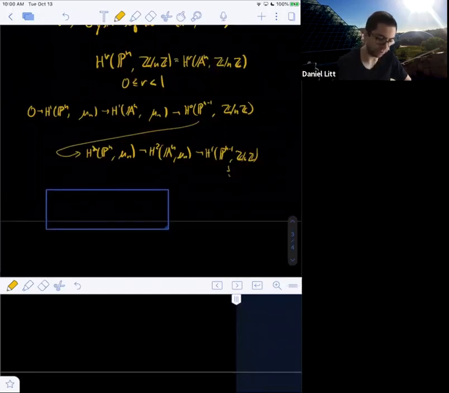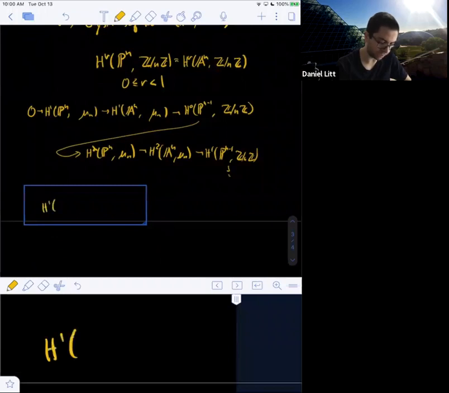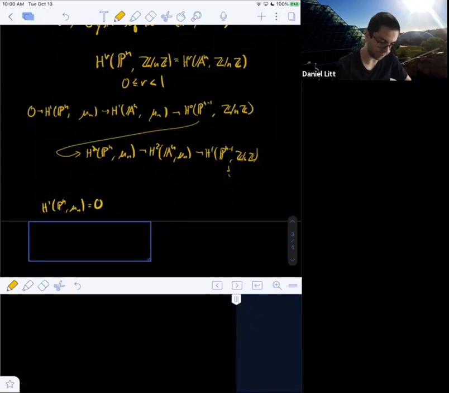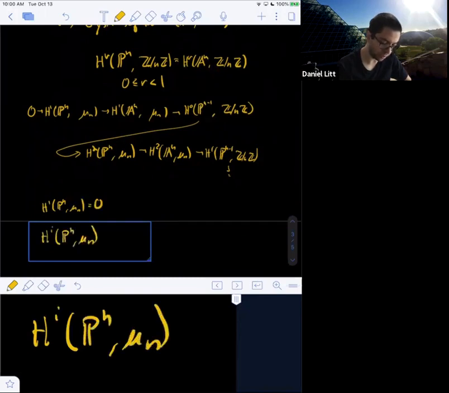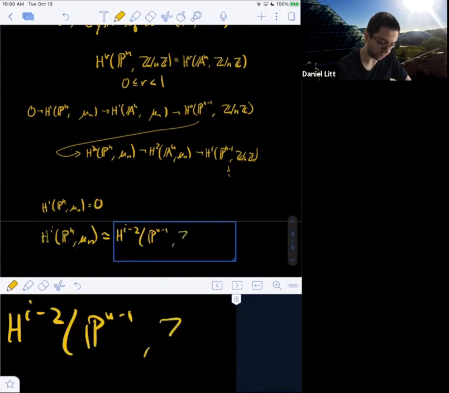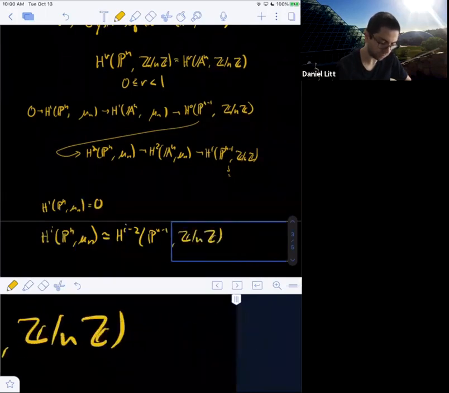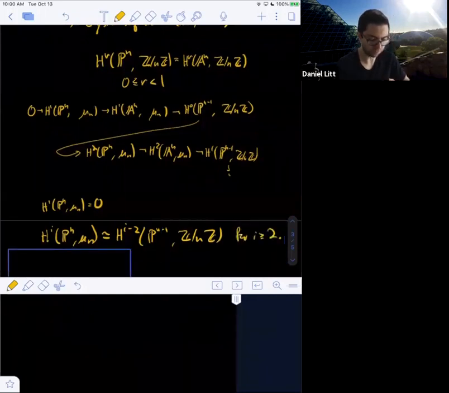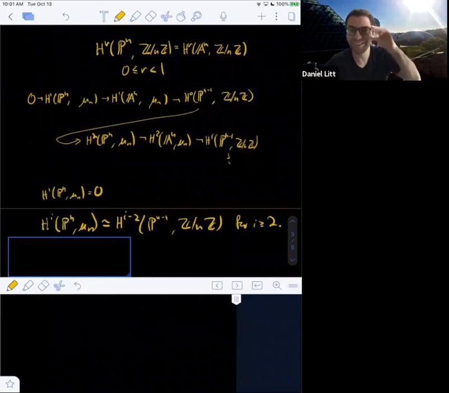So what we get is that, excuse me, so we get H 1. This immediately tells us that H 1 of P n with coefficients in mu n is equal to 0, and that H i in general of P n with coefficients in mu n is isomorphic to H i minus 2 of P n minus 1 with coefficients in Z mod n Z for i at least 2. All right, now what?